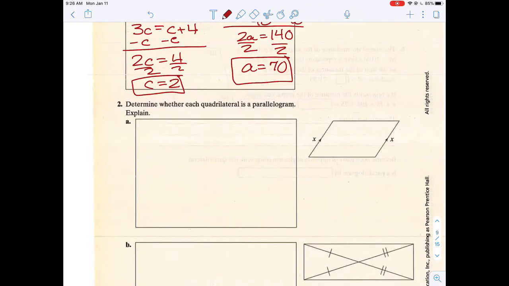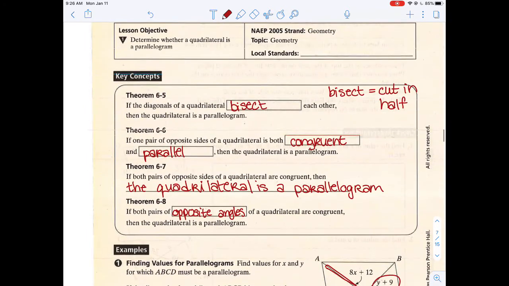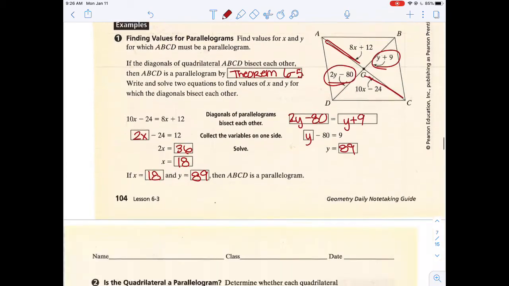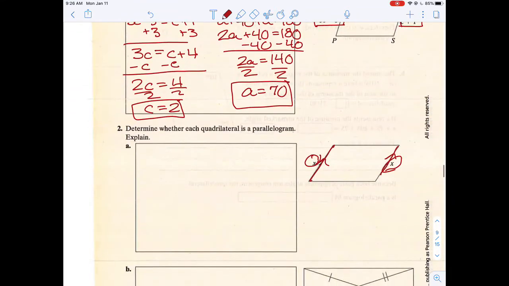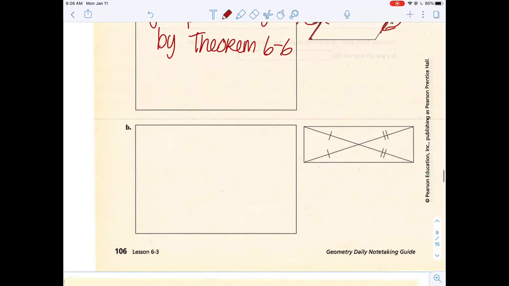And number 2, all we know is that two opposite sides are congruent, and they are also parallel because they have those arrows. So congruent and parallel, I'm going to go back up to the theorem so we can look through these. If one pair of opposite sides of a quadrilateral is both congruent and parallel, then the quadrilateral is a parallelogram. So that was theorem 6-6. So I'm going to say yes, parallelogram, by theorem 6-6.